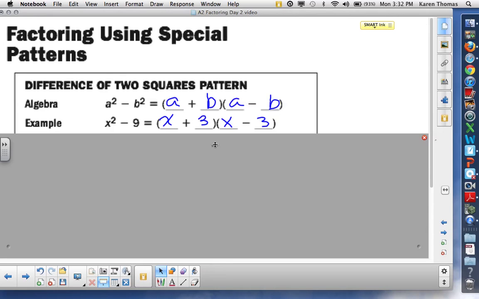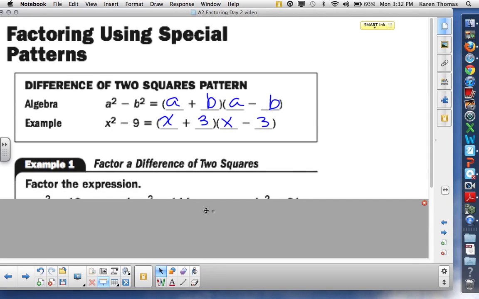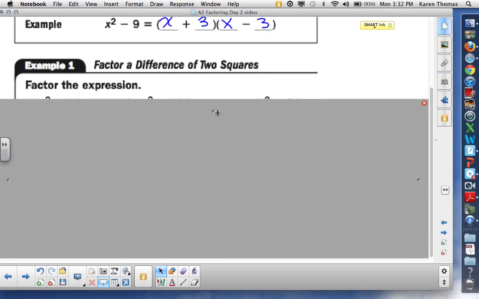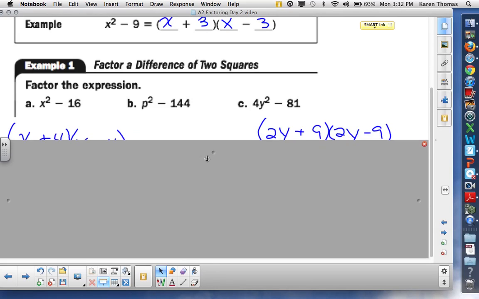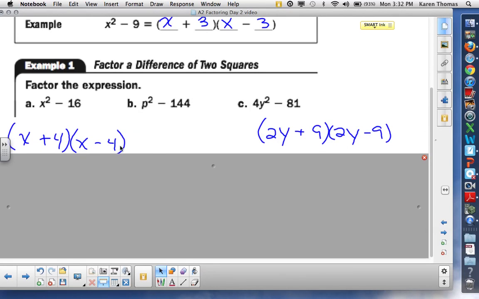So let's try a few more of these to see what they look like. Here we have x squared minus 16. We're going to take the square root of x squared and the square root of 16. We end up with x plus 4 times x minus 4, and we're done. Do p squared minus 144 on your own. Remember, the square root of p squared is p, and the square root of 144 is 12.